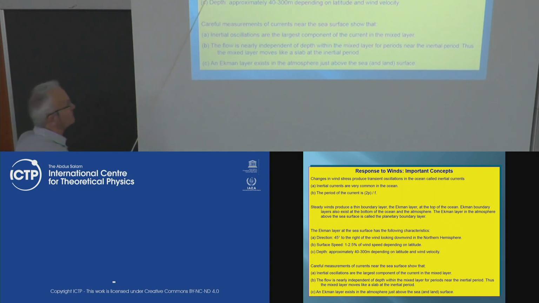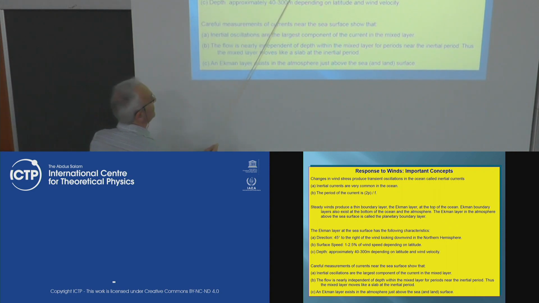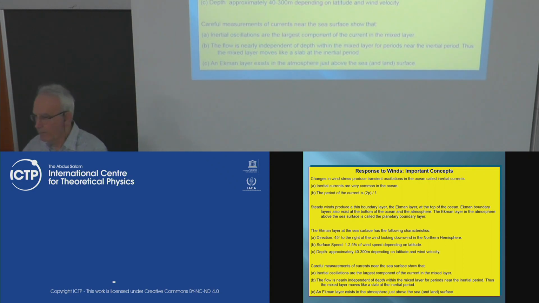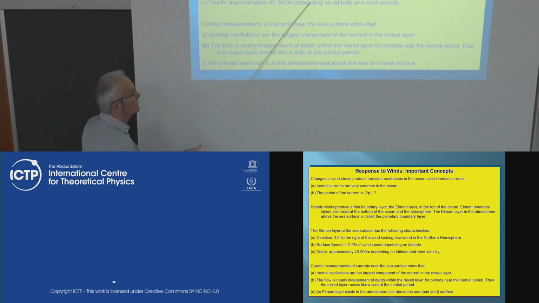First of all, the direction is 45 degrees to the right of the wind, looking down in the northern hemisphere. So if you have wind blowing over the ocean, the current will not be parallel to the wind velocity. It will be 45 degrees to the right with respect to the wind velocity, and the surface speed of the current is 1 to 2.5% of the wind speed, depending on latitude.